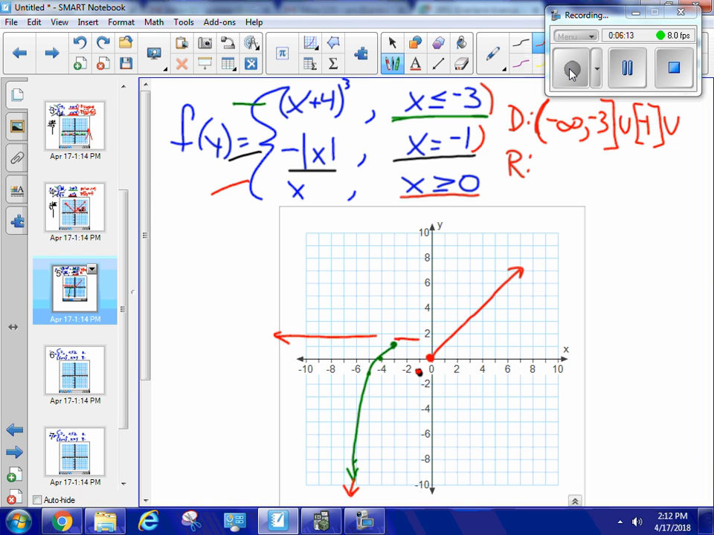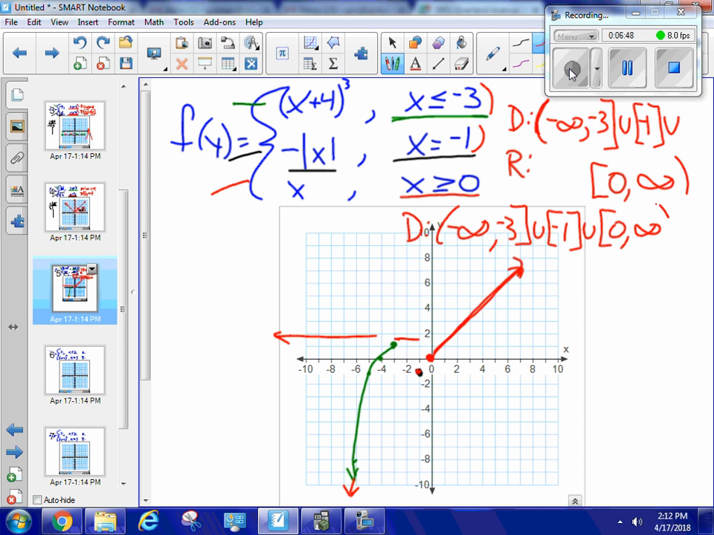And then I have another gap between negative 1 and 0. So I did another union sign there. I start again at 0, which is included, and now it goes all the way to infinity. So if I was to write my domain in one single line, my domain is negative infinity to negative 3 included, union negative 1, union 0 included to infinity. That would be my domain.